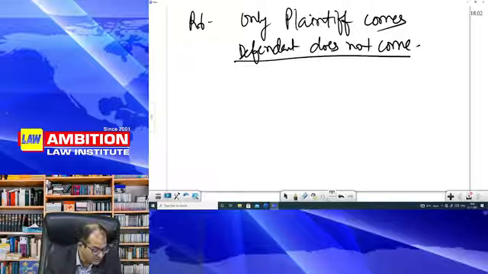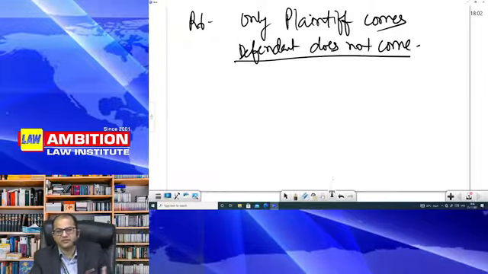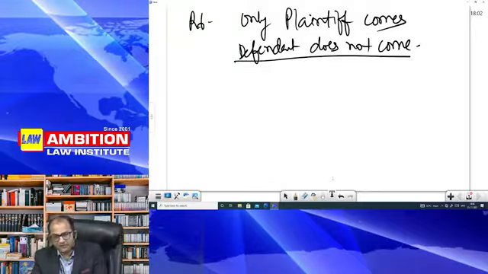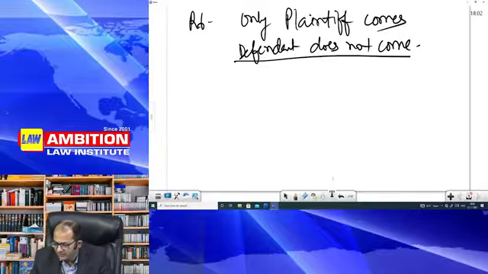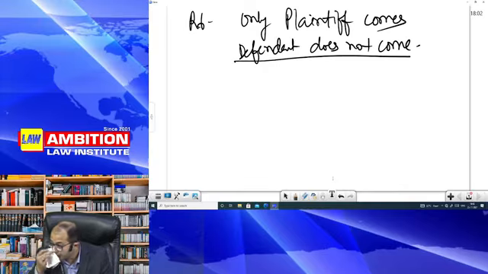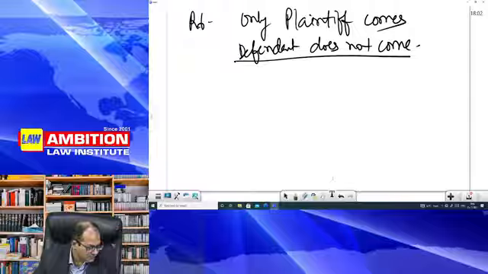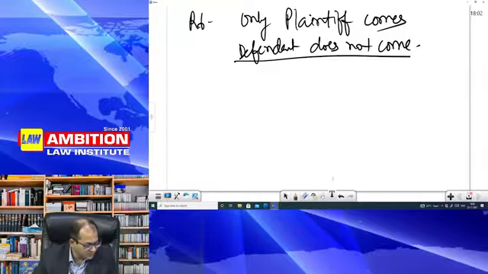When summons served but not in due time, it has been served yesterday, and it has been very difficult for me to reach the court today. In many cases it happens. In many cases you will receive the summons just 1 day before. This is when summons served but not in due time.